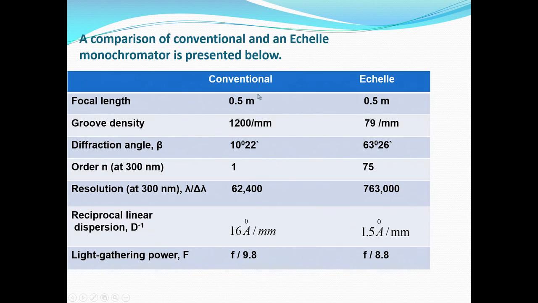One conventional is 0.5, this is 0.5, 1200, this becomes 1700 mm, this is 10 degrees, this is 63 degrees, that is the diffraction angle. Order is 1 and here it is 75, and resolution is 62,400, whereas in this case it is 763,000. So, what you can see here is the accuracy.